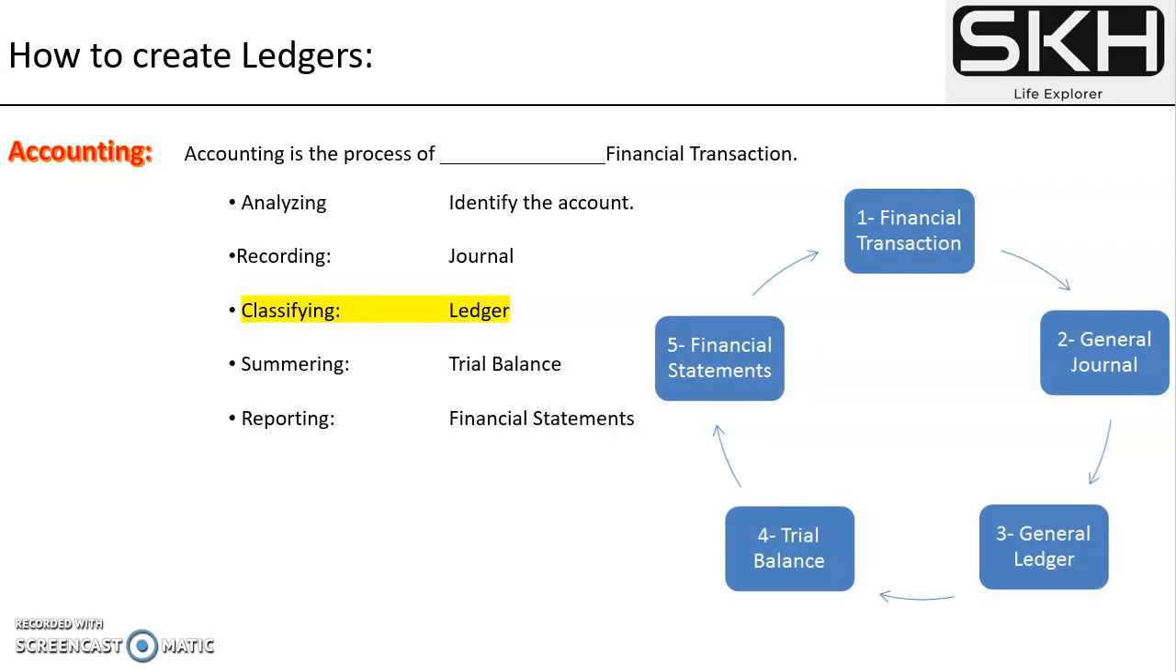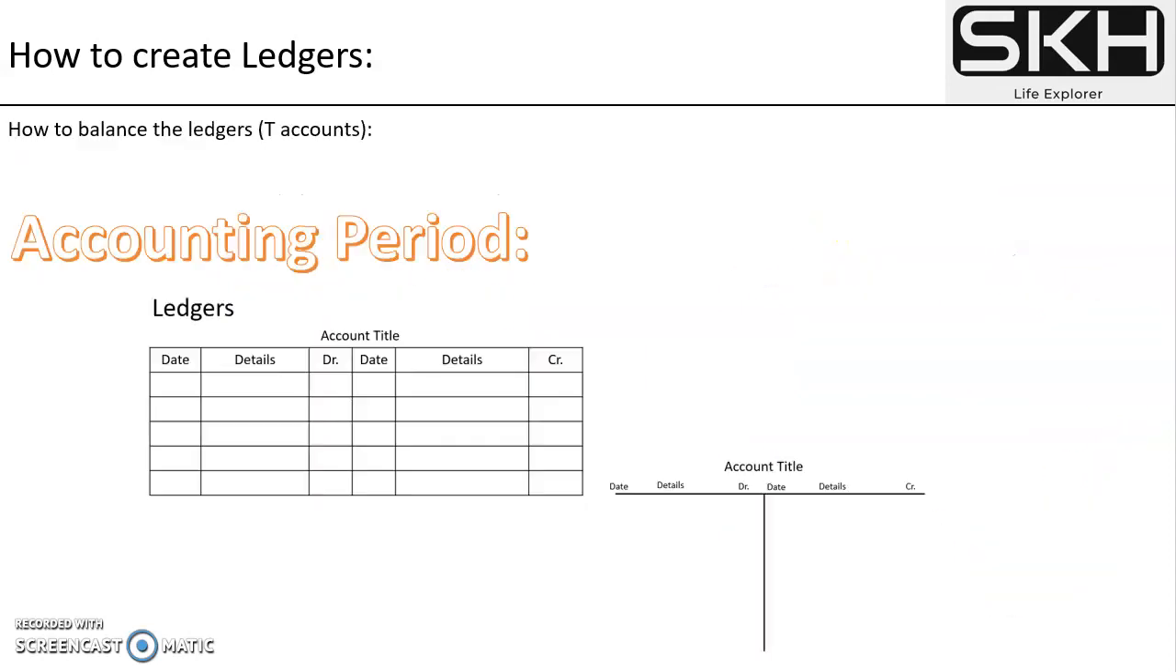So students, we are talking about the definition of accounting. Accounting is the process of analyzing, recording, classifying, summarizing, and reporting the financial transactions. And we are at the part where we are learning classification of financial transactions, which is step number 3 of the accounting cycle. So students, first of all, you need to learn what an accounting period is.